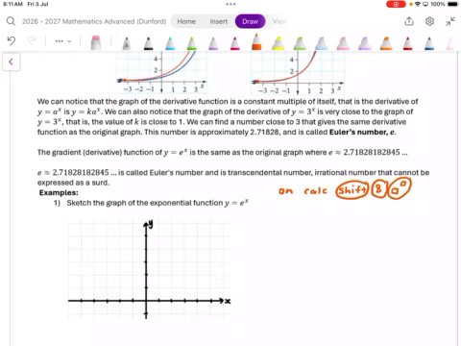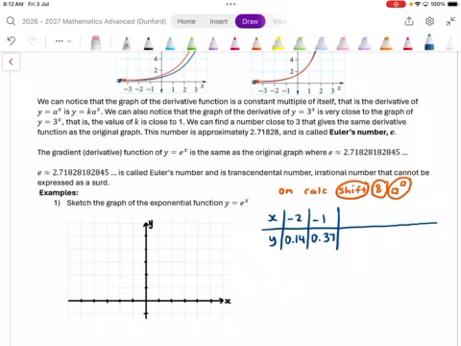So we're going to draw up a really basic table of values. We'll have our x values and our y values. The first value that we might substitute in is -2. So we sub -2 in. We're going to get this as a decimal, and we're just going to do it to 2 decimal places. So 0.14 when we substitute x equals -2 into our function y equals e to the power of x. Then when we substitute in -1, we get 0.37 to 2 decimal places.